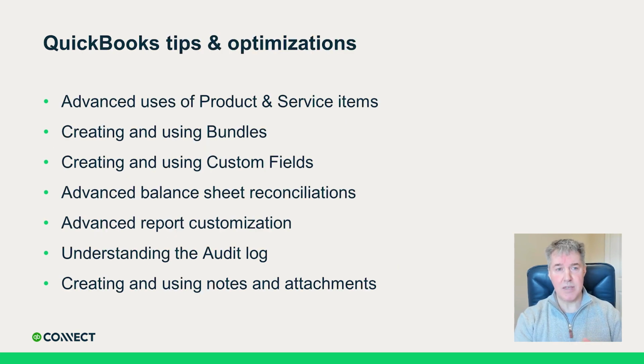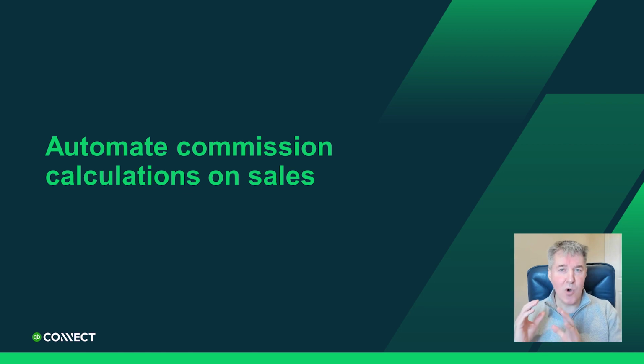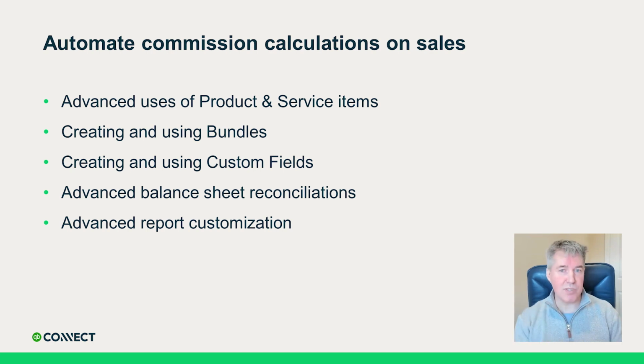So we'll be looking at how we can use products and service items in different ways, combining those within a bundle, use of custom fields and reporting against them, advanced balance sheet reconciliations, advanced reporting, how we can use the audit log, and how we can use those attachments in different ways. So I'm going to start off by looking at how we can automatically calculate commissions on sales, and that is going to be using those service items, using bundles, using a custom field, using advanced reconciliations and some report customization too. So let me get myself into QuickBooks.